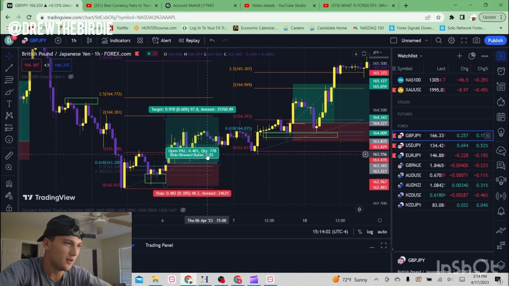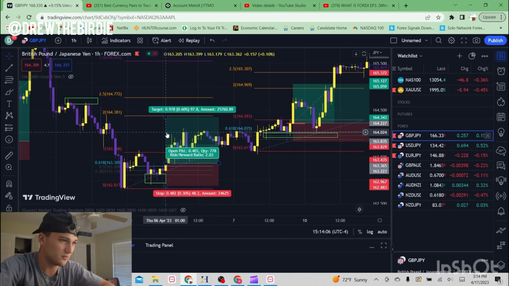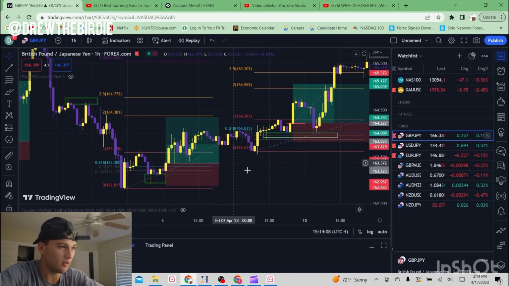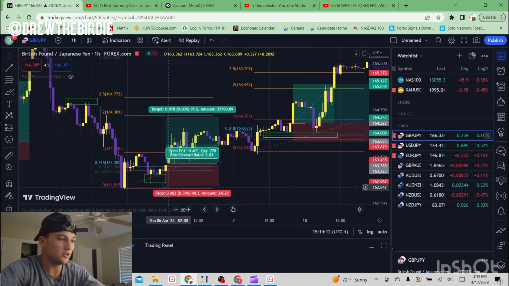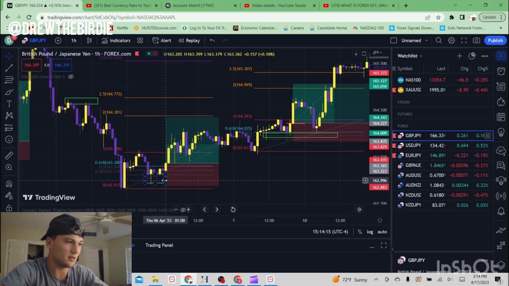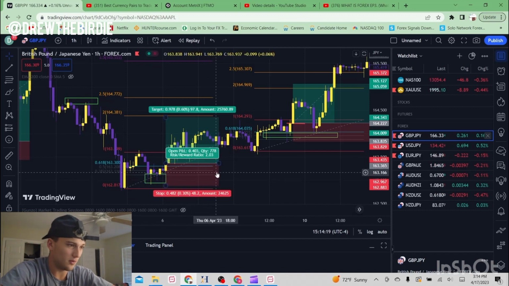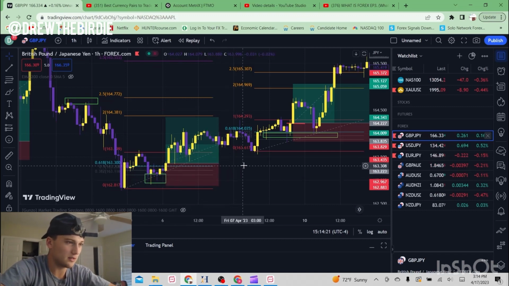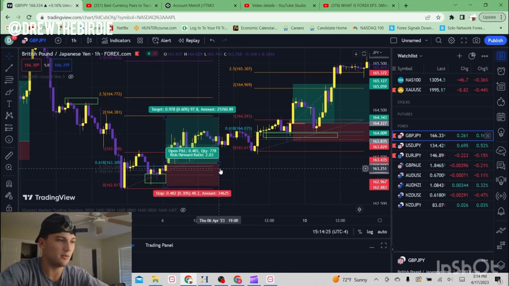And so it is a 2 right here. This is a 2 risk to reward ratio. That would have been for 97 pips. And yes, it would have. So you see right here for the dates, it's Thursday the 6th of April, and this trade would have hit still in the same day.